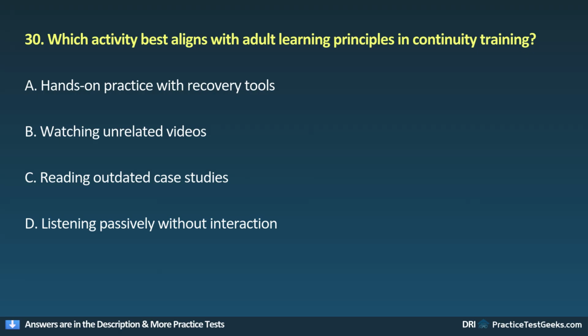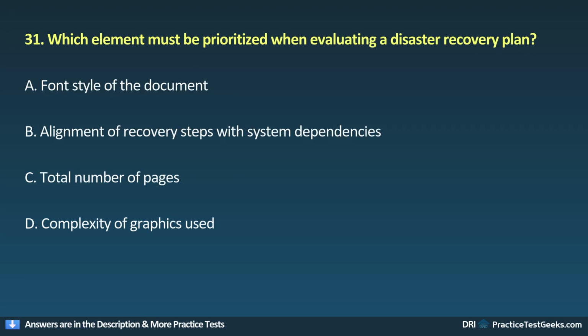30. Which activity best aligns with adult learning principles in continuity training? A. Hands-on practice with recovery tools. B. Watching unrelated videos. C. Reading outdated case studies. D. Listening passively without interaction.